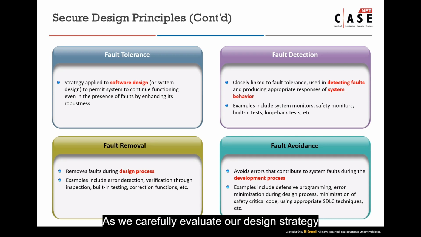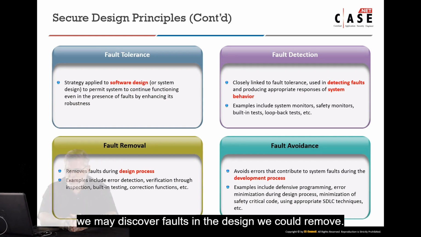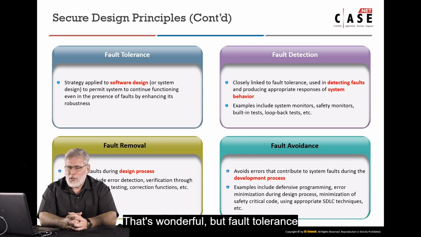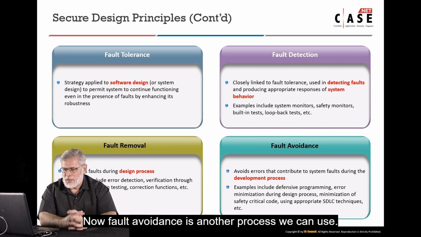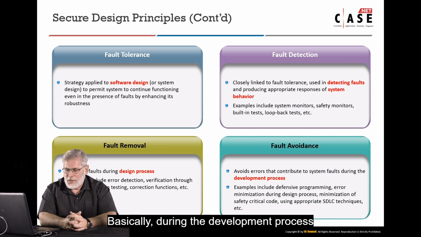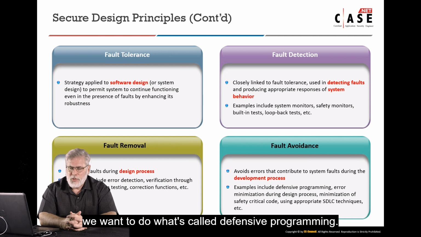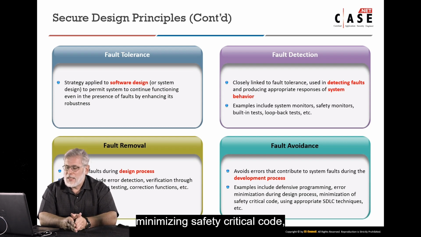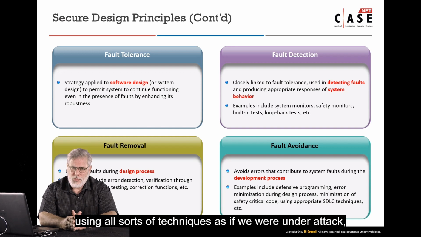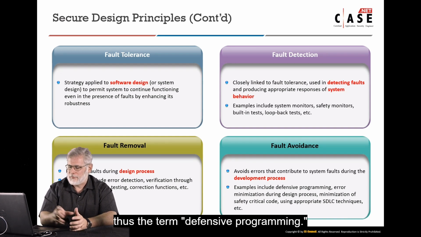As we carefully evaluate our design strategy and decisions, we may discover faults in the design we can remove. That's wonderful, but fault tolerance is simply accepting the fact that we might not detect or remove all the faults. Now, fault avoidance is another process we can use. Basically, during the development process, we want to do what's called defensive programming. Defensive programming is all about minimizing errors, minimizing safety-critical code, using all sorts of techniques as if we were under attack, thus the term defensive programming.